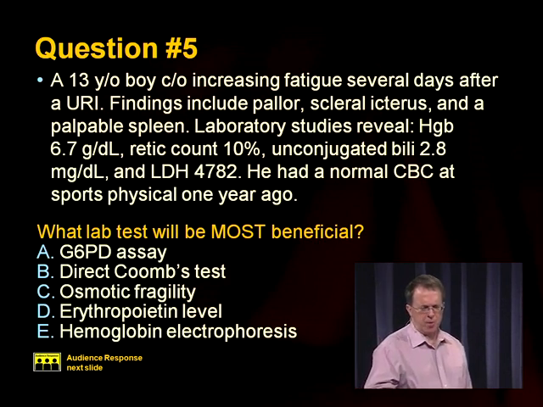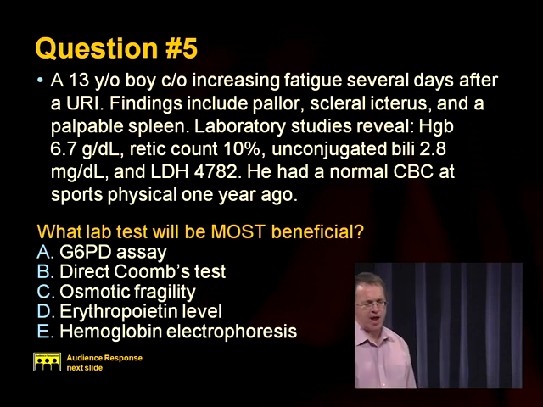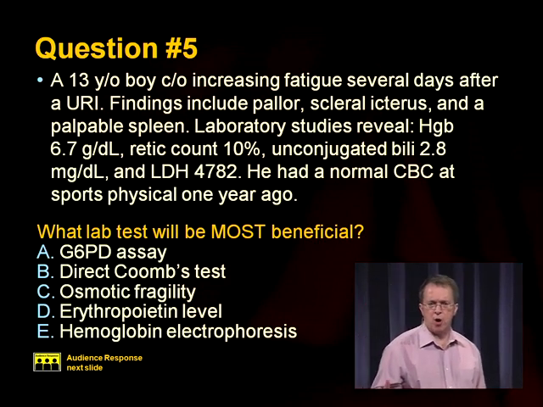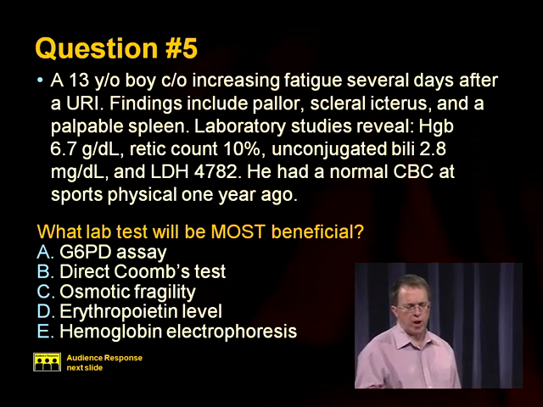You need to look at his EPO level. I'm not sure I've ever ordered an EPO level. Has anybody here ordered an EPO level? I mean, there are not too many times that we've ordered them, right? And your EPO levels are going to be affected when you have kidney disease, so we can scratch that off. What it comes down to is, do we think that he has some kind of immune hemolytic anemia, or do we think that he might have some kind of other hemolytic anemia, perhaps from a red cell membrane defect like hereditary spherocytosis?